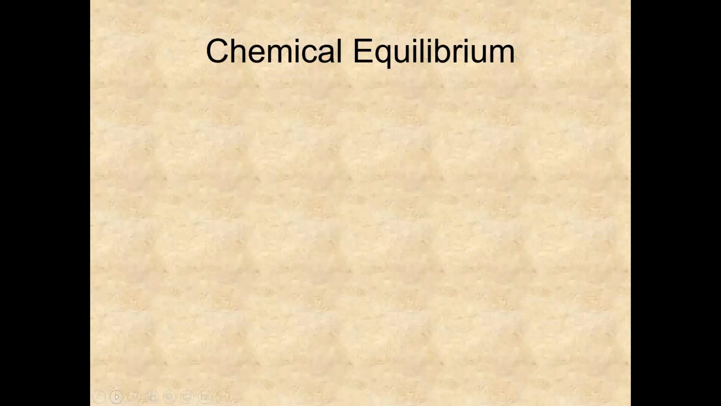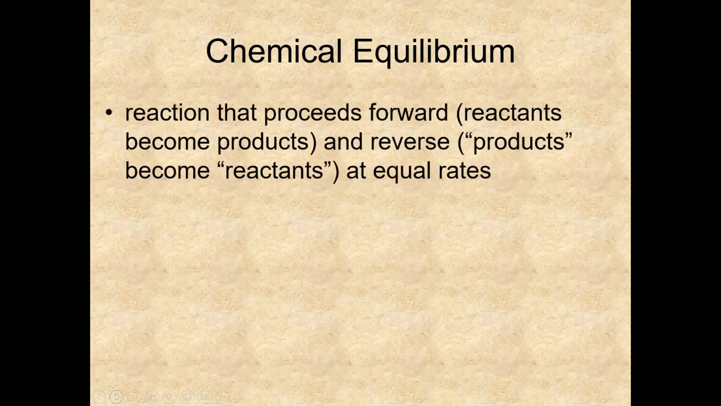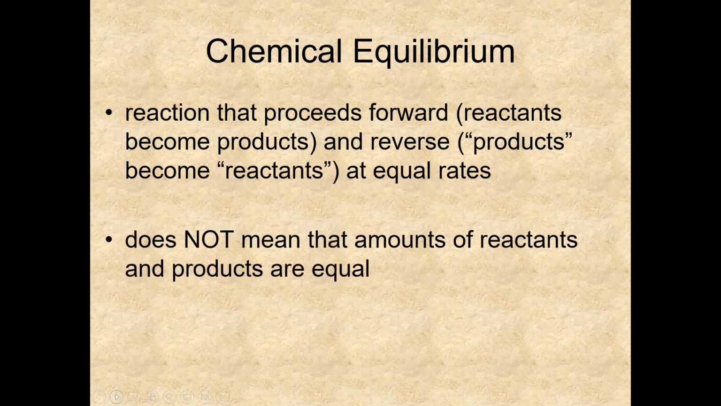So let's look at equilibrium a little bit more. Equilibrium is when we have a reaction that proceeds in the forward direction, where reactants are becoming products, and the reverse reaction, where products are becoming reactants, at equal rates. So the rates are the same in chemical equilibrium. This does not mean that the amounts have to be equal. So you can end up with more reactants or more products at equilibrium.